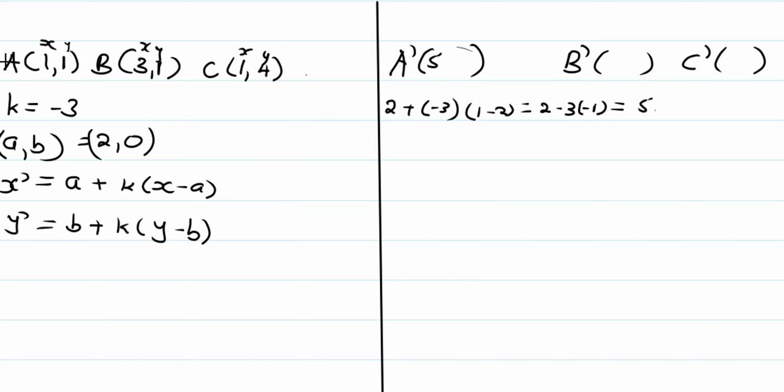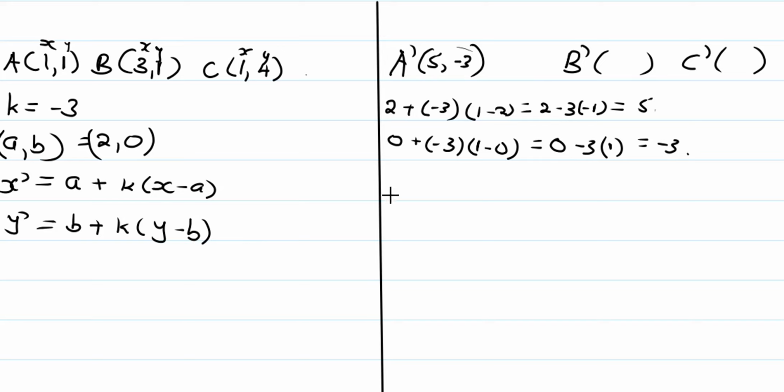Then we go for the y coordinate, where we have b, but we already know our b is 0. So plus our scale factor, which we already know is -3, into y, but we already know our y here is 1. Then minus b, and we already know our b is 0. So it will be 0 minus 3, because when I open brackets here, negative by positive will be negative. Now 1 minus 0 is 1, so it becomes 0 minus 3, which is -3, and that becomes the coordinate for y.